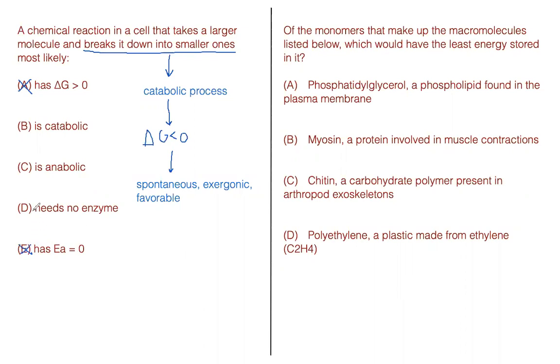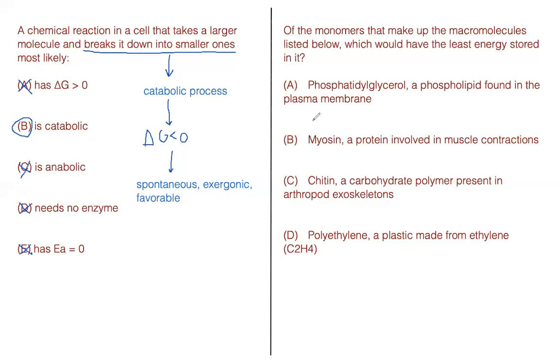Next choice, needs no enzyme. That's not necessarily the case. It could be true that there's no enzyme, however, most reactions will need an enzyme for the reaction to occur, and this will not be the case either. And again, now we're choosing between catabolic or anabolic, and we determined that if we're breaking down large molecules into smaller ones, that's characteristic of a catabolic process.